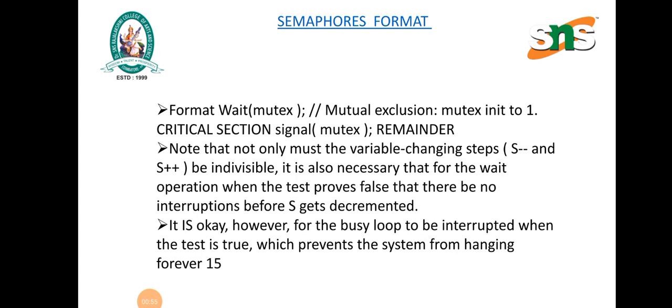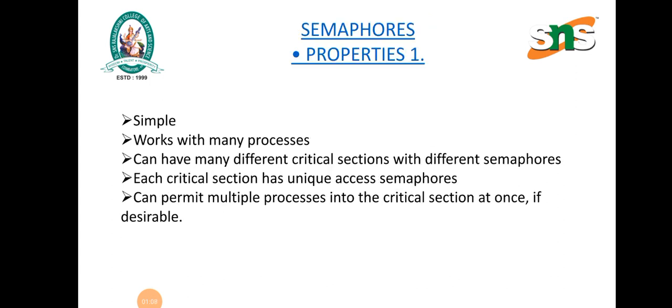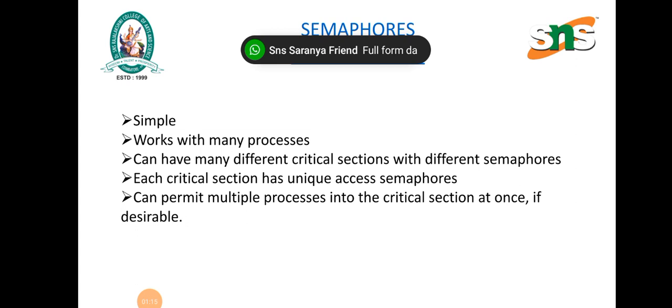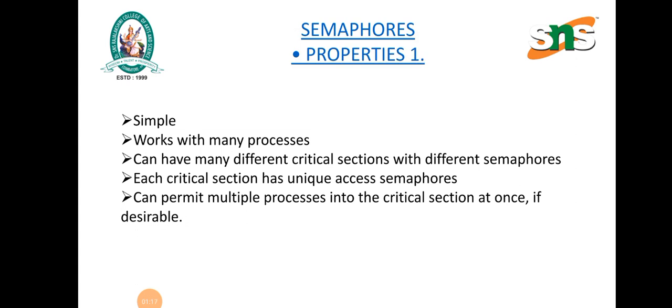Note that not only the variable S plus plus is indivisible, but also the wait operation, when the test proves false, so there is no interruption before S gets decremented. It is okay. However, the busy loop can be interrupted when the test is true, which prevents the system from hanging forever. And here are the properties: simple, works with many processes, can have many different critical sections with different semaphores. Each critical section has a unique access semaphore, and can permit multiple processes into the critical section at once if desirable.